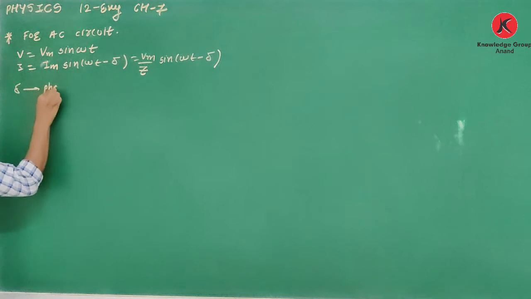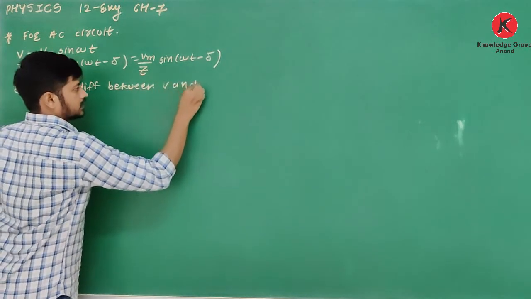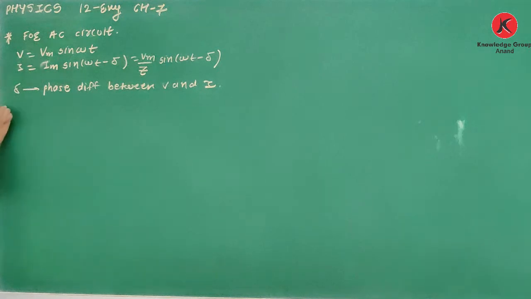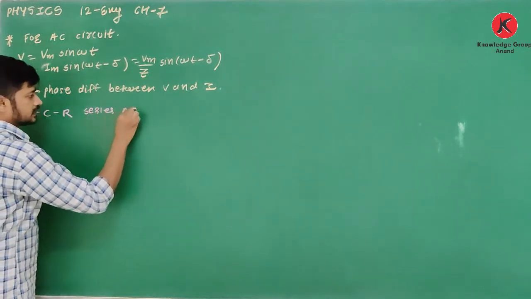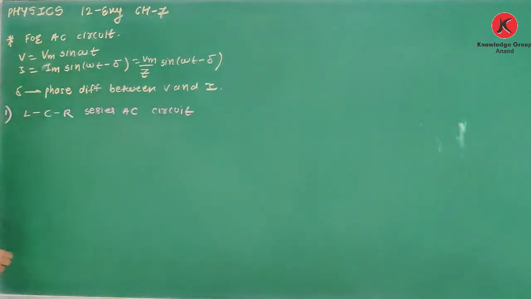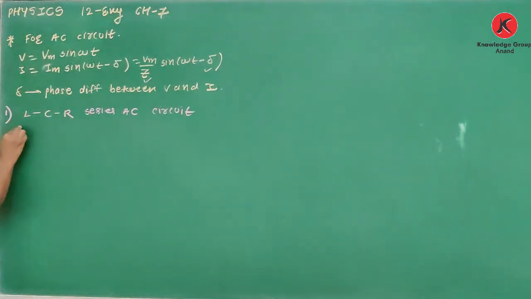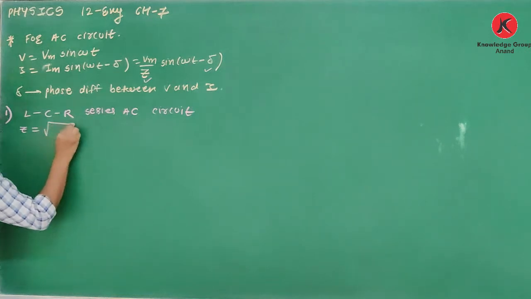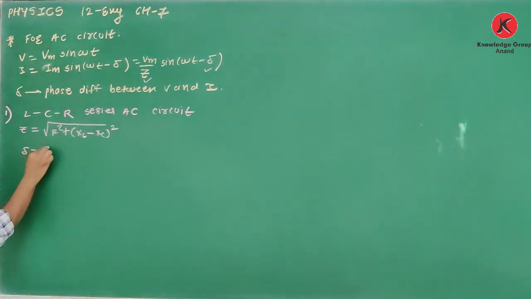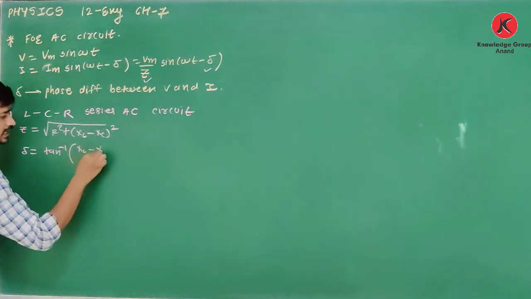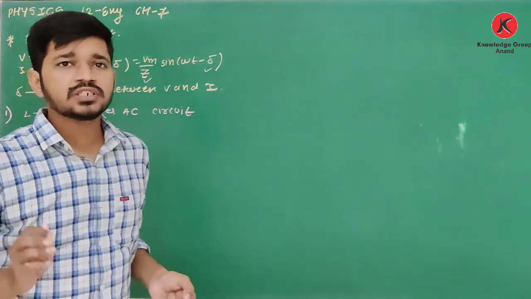Del is the phase difference between V and I. Okay, now first case, LCR series AC circuit. You have to remember these two values, first of Z and second of del. For LCR series AC circuit, impedance Z is equal to under root R square plus XL minus XC whole square, and del is equal to tan inverse XL minus XC upon R. Now from this equation you can derive the equation for any circuit.